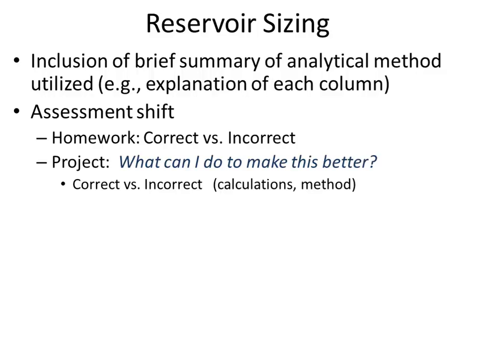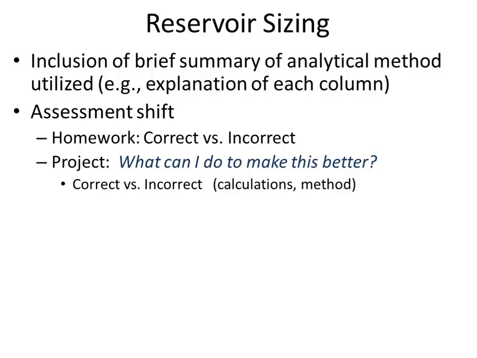But on a project, really the question you have to be asking yourself is, what can I do to make this submission better? How can it be improved? And so you don't get a perfect grade on a project just because the answer was correct, but you get a perfect grade on a project because the answer is correct and it communicates information clearly and is well organized and concise. So obviously correct versus incorrect is one of the assessment measures that's applied to a project.